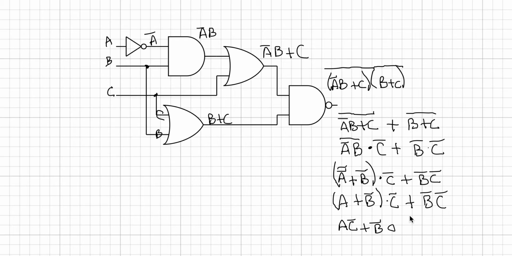Oops, let me rewrite that. That's pretty sloppy here. A, C naught. And that's going to be ORed with B naught, C naught. All right. So now we're starting to see more of a reduction of our circuit.